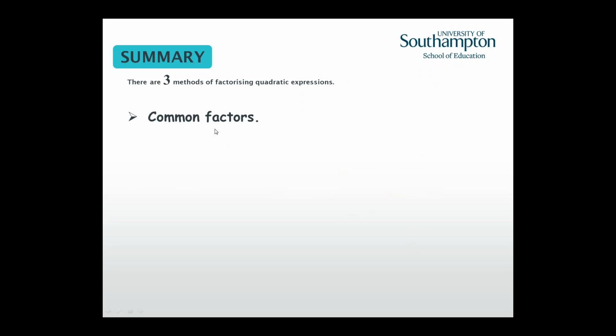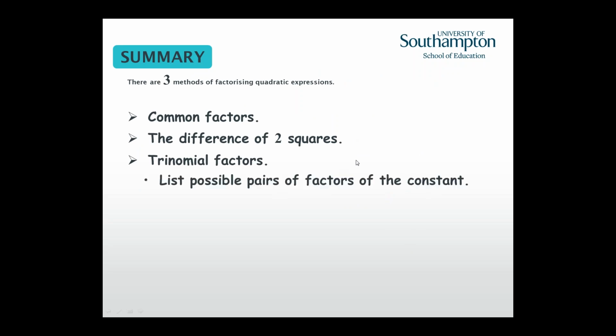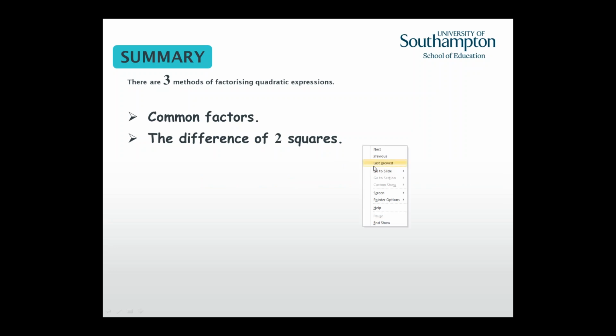So three methods: take out a common factor, difference of 2 squares. We briefly looked at one at the beginning, but that's basically an example. Oh, no, we didn't actually do it. We looked at a repeated one. I think I might have actually gone on to the next slide. I got ahead of myself there.